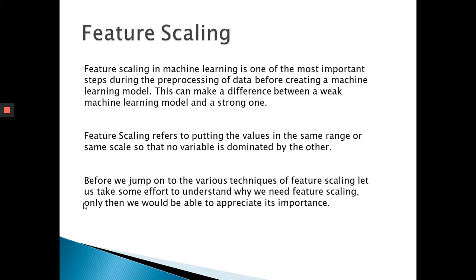Now comes feature scaling. Feature scaling in machine learning is one of the most important steps during the pre-processing of data before creating a machine learning model. This can make the difference between a weak machine learning model and a strong one. Feature scaling refers to putting the values in the same range or same scale so that no variable is dominated by the other. Before we jump onto the various techniques of feature scaling, let us take some effort to understand why we need it. Only then will we be able to appreciate its importance.